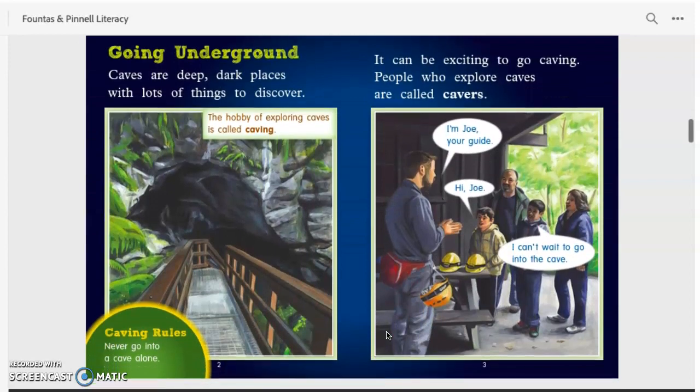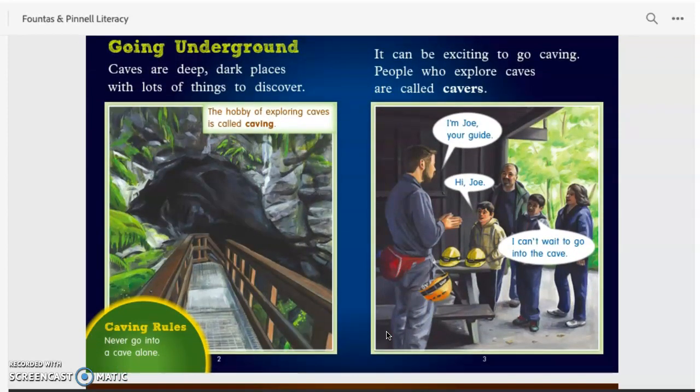So today, going underground. Look at this. We see a lot of captions going on here. We see some words, captions, and labels. Well, not necessarily labels, but these are word bubbles to help us as we read the book. Going underground, that is the heading for this section.